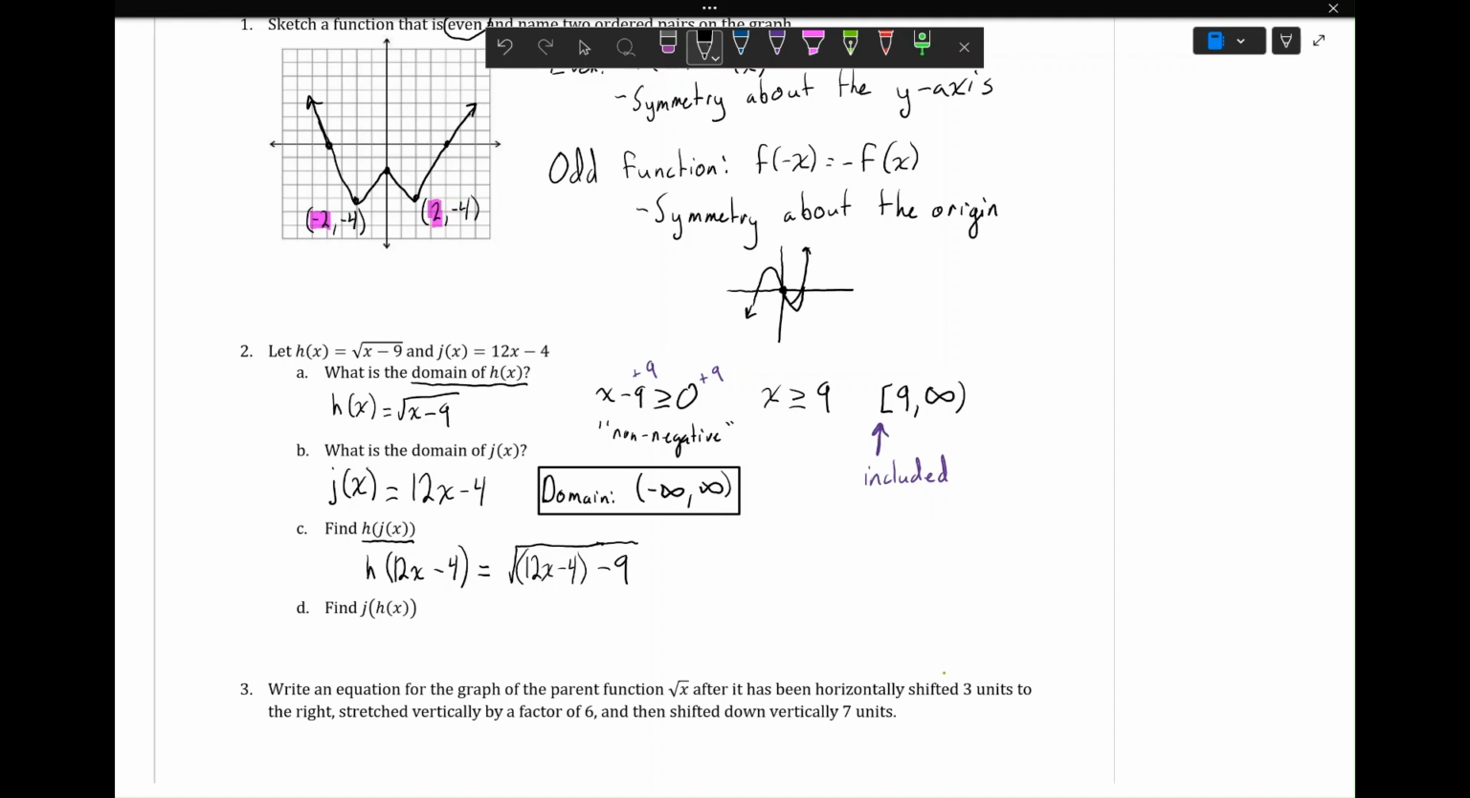Now, I can simplify this. We know the parentheses here aren't really going to change anything. I just put them there to help remind us that all of this is replacing x. So if I go ahead and rewrite this, I end up with the square root of 12x minus 4 minus 9. Let me extend my square root symbol to make sure it's all under there. And so I end up with the square root of 12x minus 13. And then part D right here just has us do the reverse. I'm taking the formula for h of x and putting it in for all the x's in j of x.